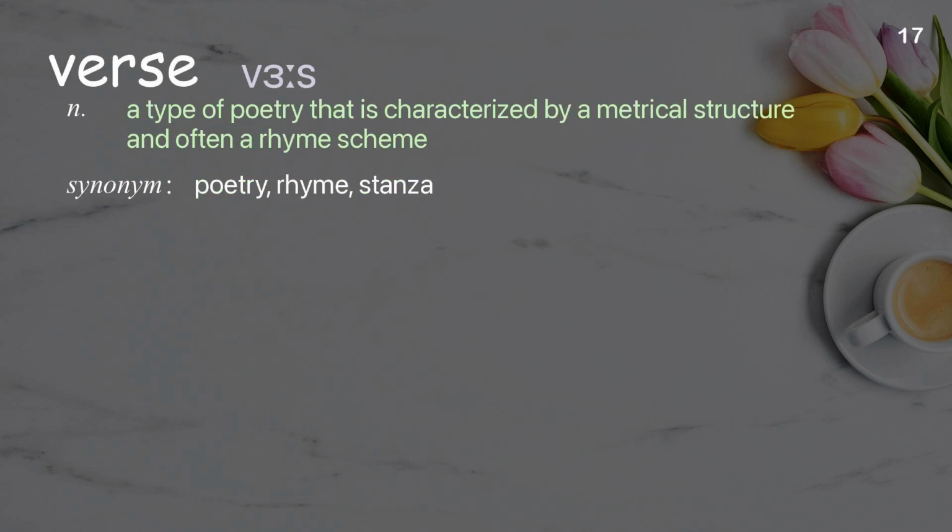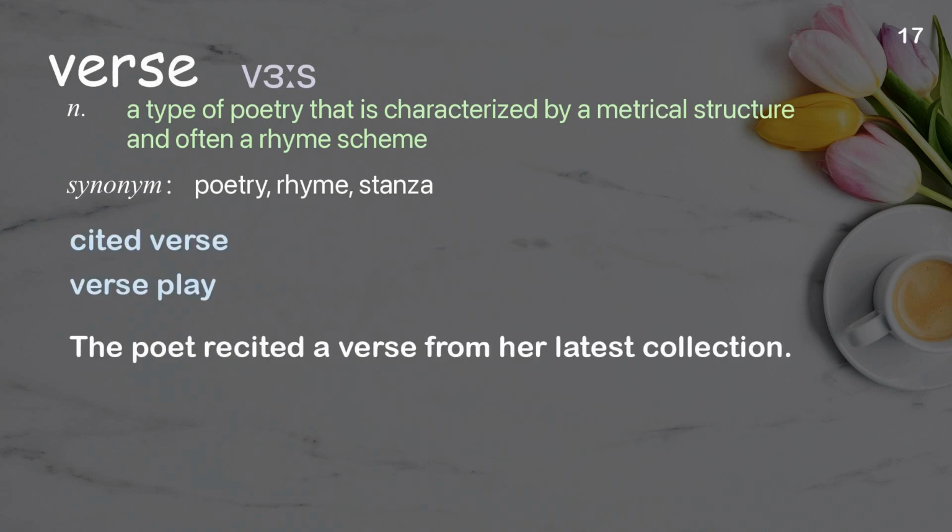Verse. A type of poetry that is characterized by a metrical structure and often a rhyme scheme. Examples: Cited verse, verse play. The poet recited a verse from her latest collection.